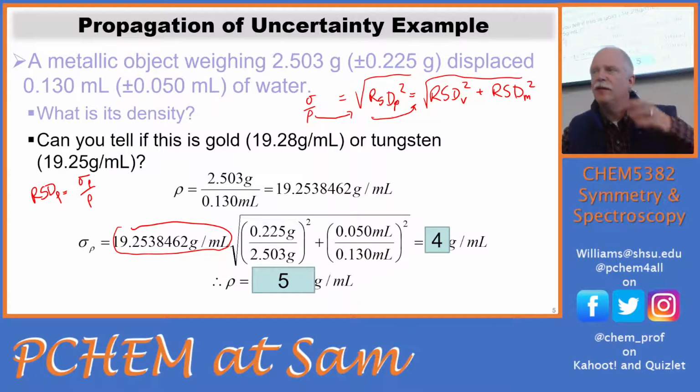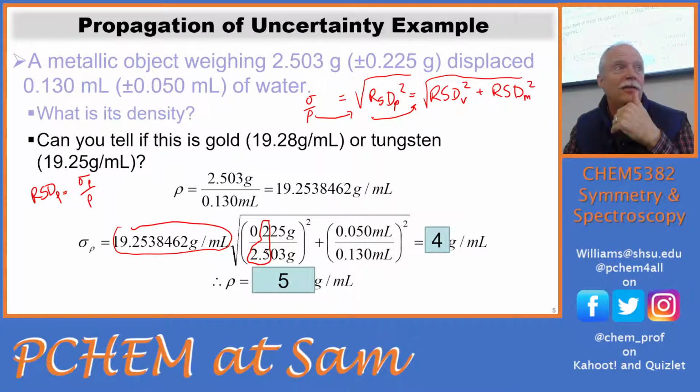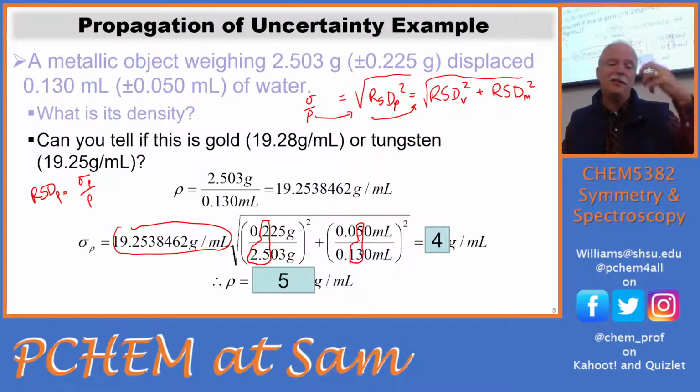Now, this is a great spot to pause and look at the relative sizes of these fractions, because this is where you're going to see which one is dominating your uncertainty. It's simple to just cut it off right here: 2 divided by 25 is one fraction, and 5 divided by 13 is the other. This is a bigger number. So this is telling me that my volume is the thing that's messing me up, not the mass. My volume is 5 and 13, whereas my mass is 2 and 25. It's a smaller number.